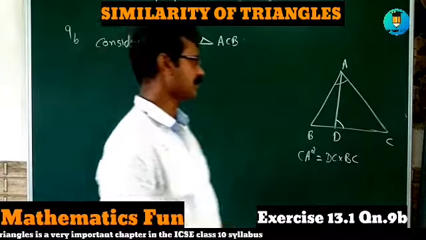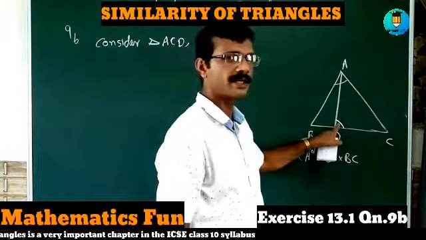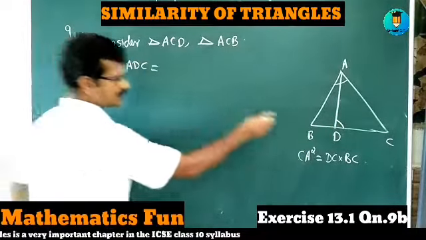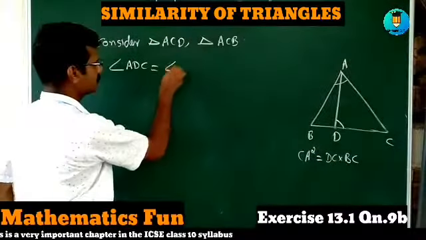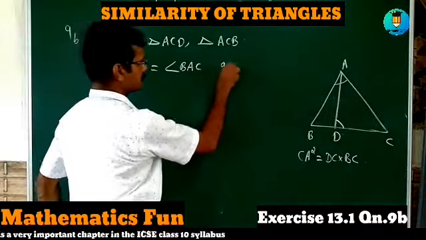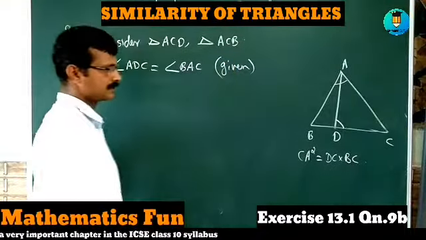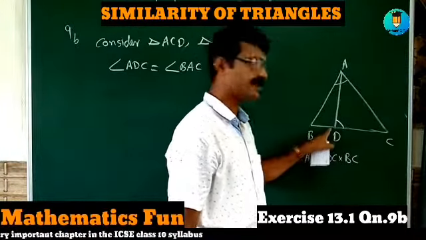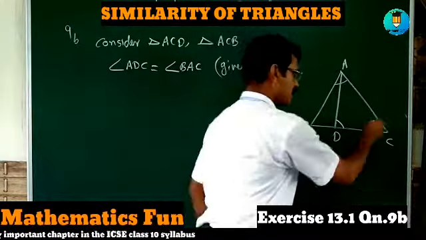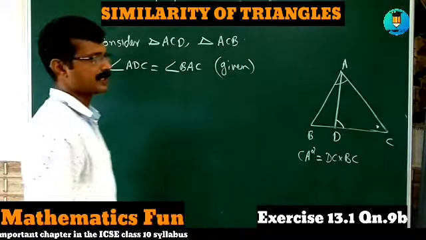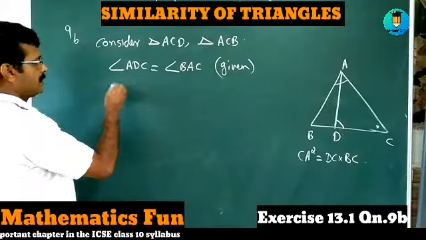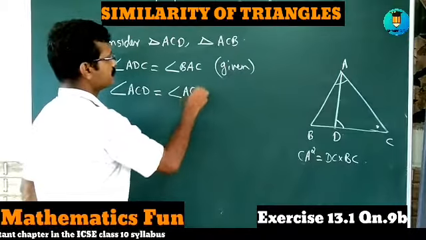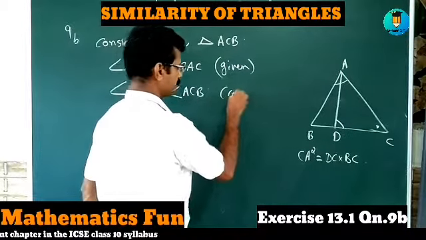Now, if you look at these two triangles, in these two triangles, one is already given: angle ADC is equal to angle BAC. It is given. These two angles are given equal. And one more thing we can see: in triangle ACD and triangle BAC, angle C is common for both. Angle C is common, so I can write angle ACD is equal to angle ACB. This is a common angle.